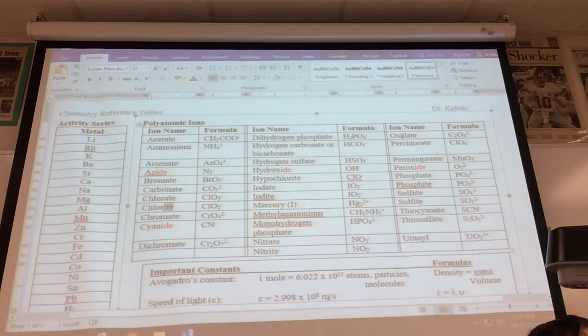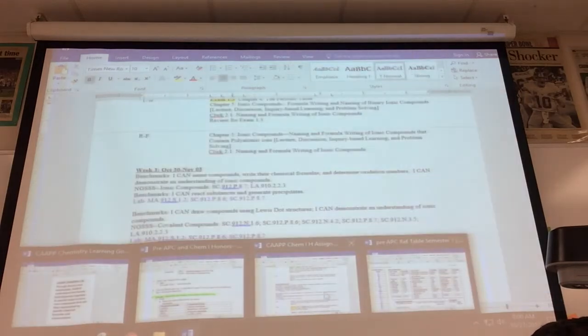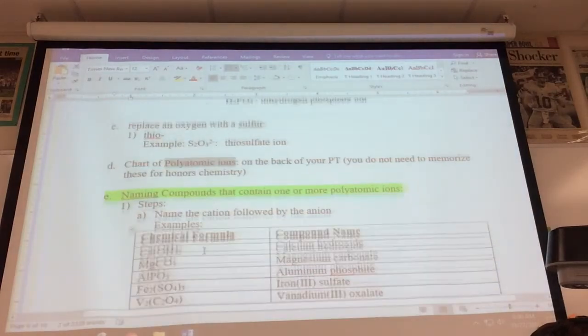So this is an oxalate ion, perchlorate ion, permanganate ion. I didn't keep writing ion in here, but you know that when you just have an ion, you have blank ion. You want to be familiar with these. You do not need to memorize. I promise they will always be given to you.